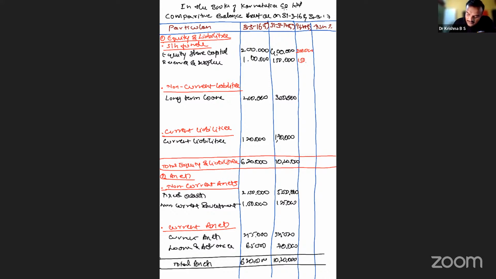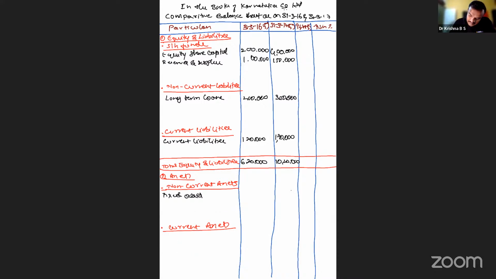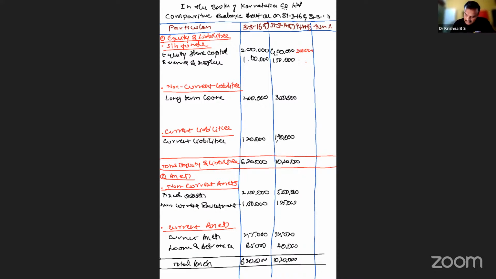There is an increase of 50,000. Right. Next, long-term loan 2 lakhs ide, 3 lakhs agide. There is an increase of 1 lakh. Current liabilities 1,20,000, 1,70,000. There is an increase of 50,000. Then equity and liability total 6,20,000, 10,20,000. There is an increase of 4 lakhs.